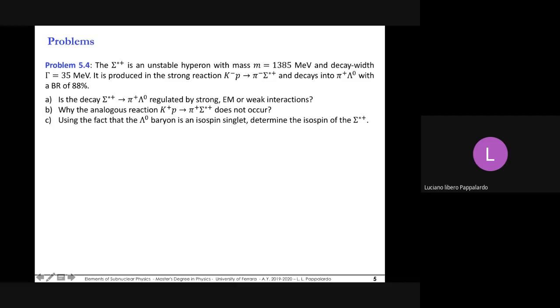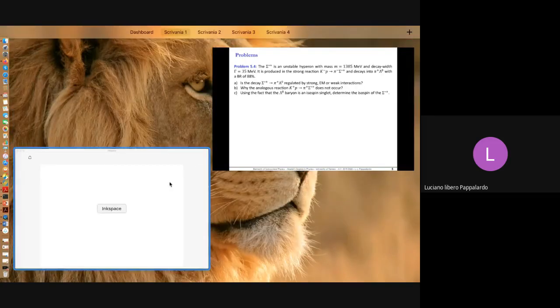Now, the first question: is the decay into a pi plus lambda 0 regulated by the strong, electromagnetic or weak interactions? The second: why does the analogous reaction, where now you swap the kaon charge and the pion charge, not actually occur in nature? And using the fact that the lambda 0 baryon is an isospin singlet, determine the isospin of the sigma star plus. Okay, let's move now to the board, and let's try to solve this.